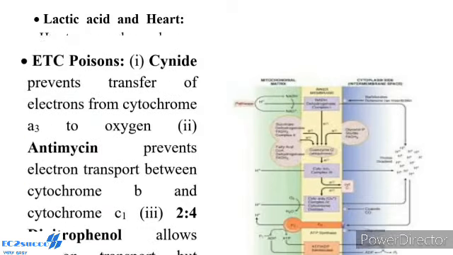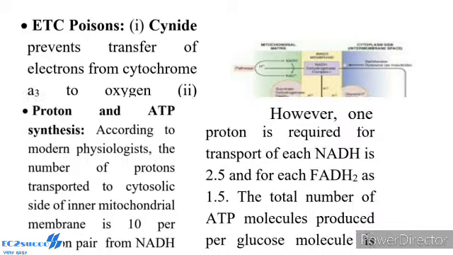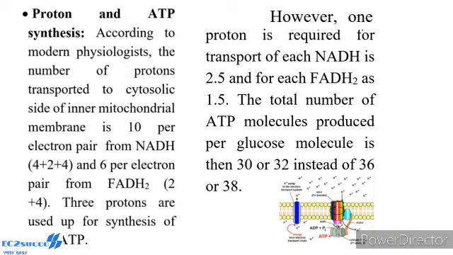Next one, electron transport chain poisons. One, cyanide prevents the transfer of electrons from cytochrome a3 to oxygen. Second, antimycin prevents the electron transport between cytochrome b and cytochrome c1. Third, 2,4-dinitrophenol allows electron transport but prevents ATP synthesis.